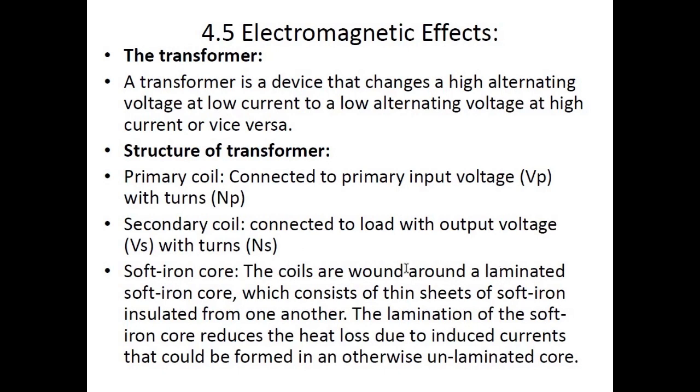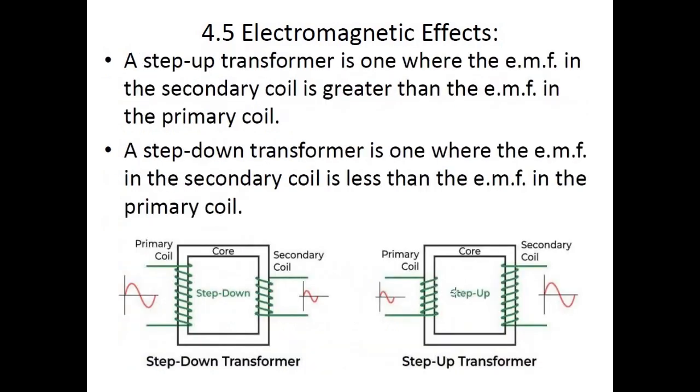The coils are wound around a laminated soft iron core, which consists of thin sheets of soft iron insulated from one another. The lamination of the soft iron core reduces the heat loss due to induced currents that would be formed in an otherwise unlaminated core. If heat is produced in the soft iron, that would increase its resistance, causing the current to drop. That is why the sheets in a soft iron core are always laminated.